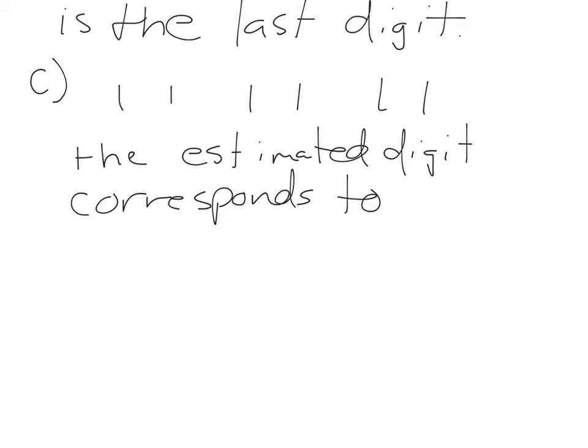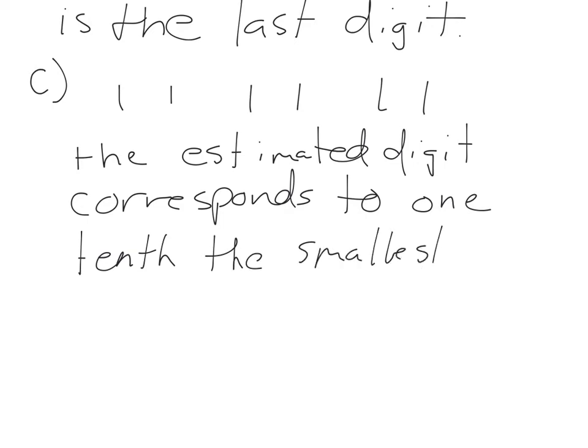So it's not the largest mark on the ruler. It's not even the smallest mark on the ruler. It's 1/10 of the smallest mark on the ruler. So the estimated digit corresponds to 1/10 the smallest mark on the ruler.